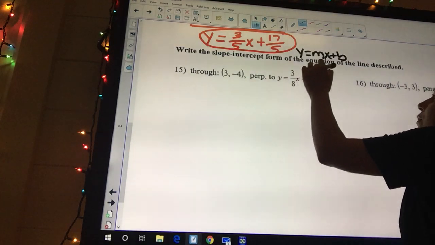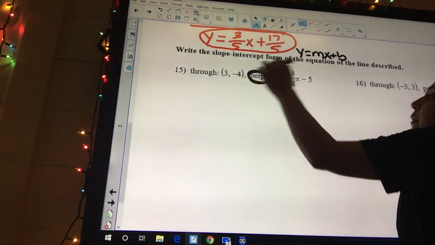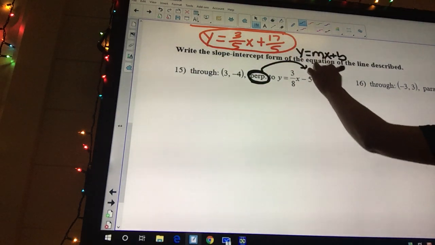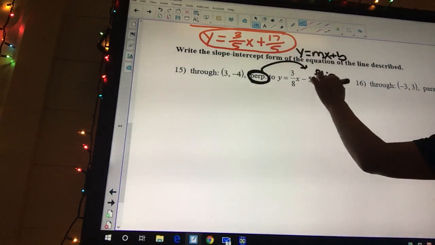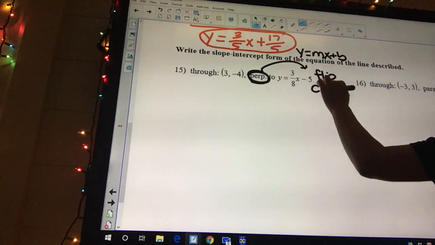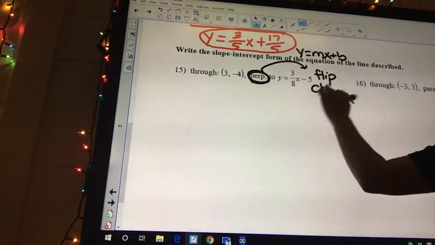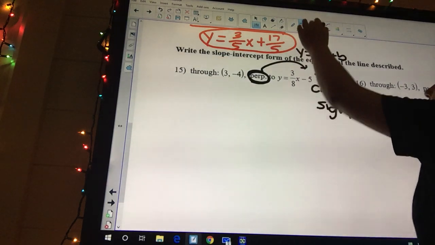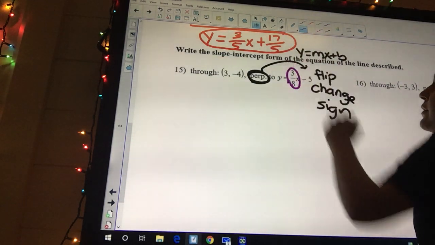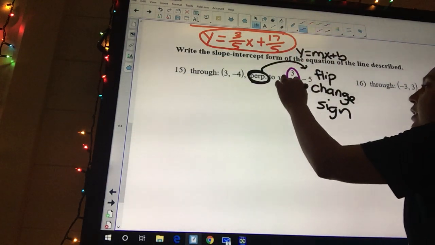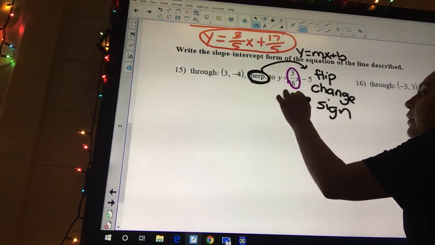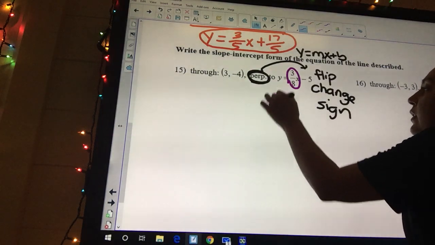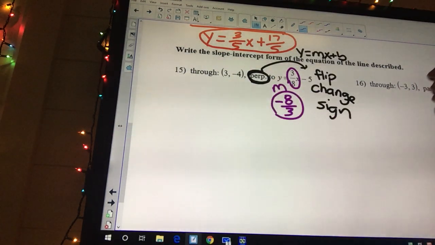Yeah, so for perpendicular, somewhere on there highlight it, because some of you guys didn't do it, okay? You need to flip and change the sign. Okay, so if right now my slope is 3/8, when we flip it, it's going to be 8/3. And we need to change the sign, so it's going to be negative 8/3. It's going to be our new slope.